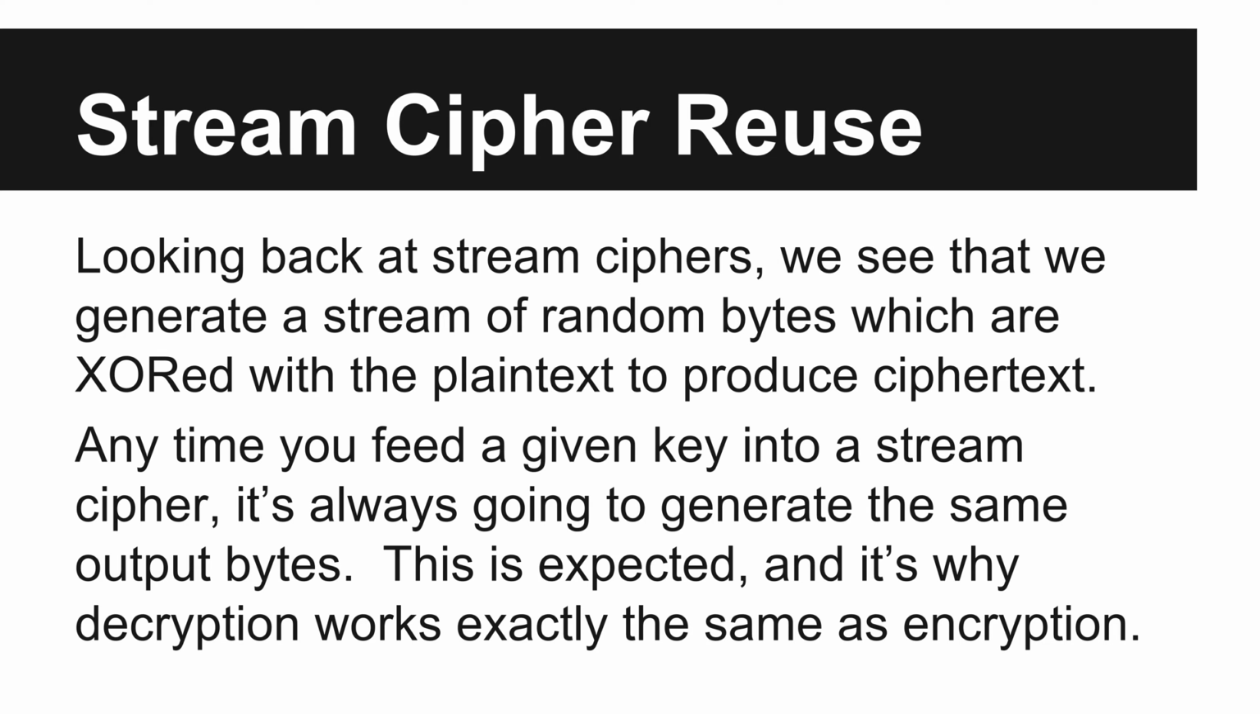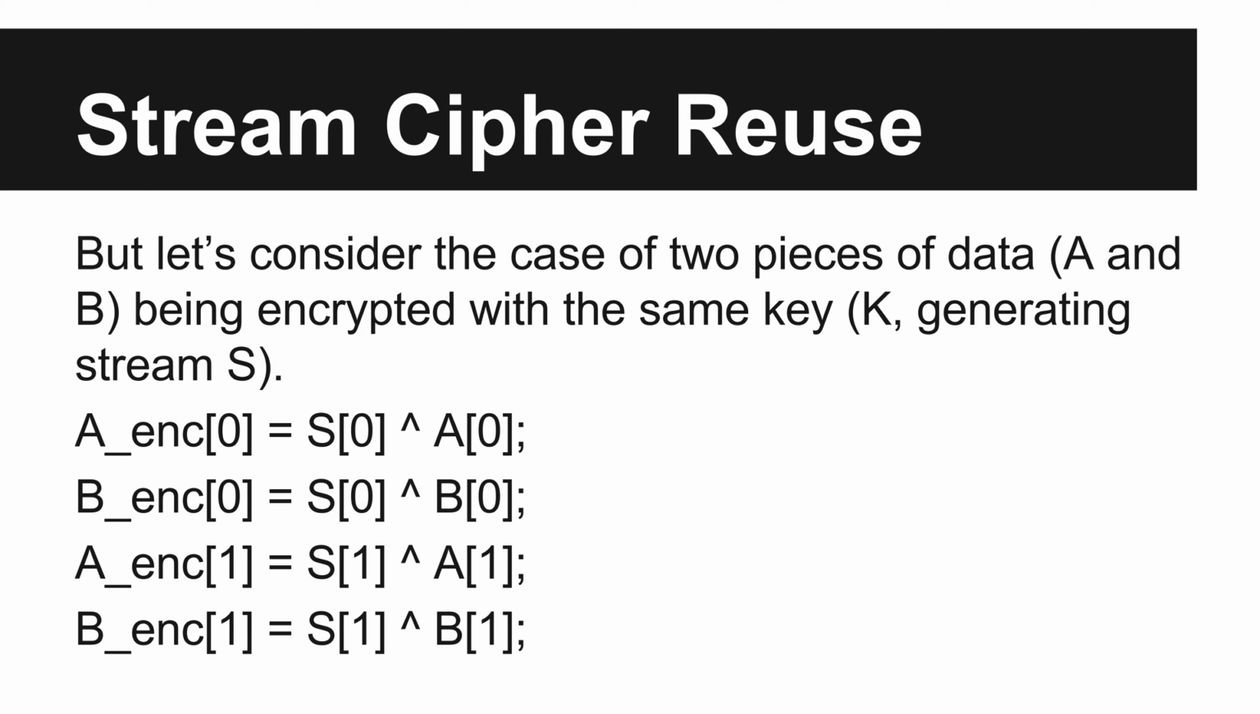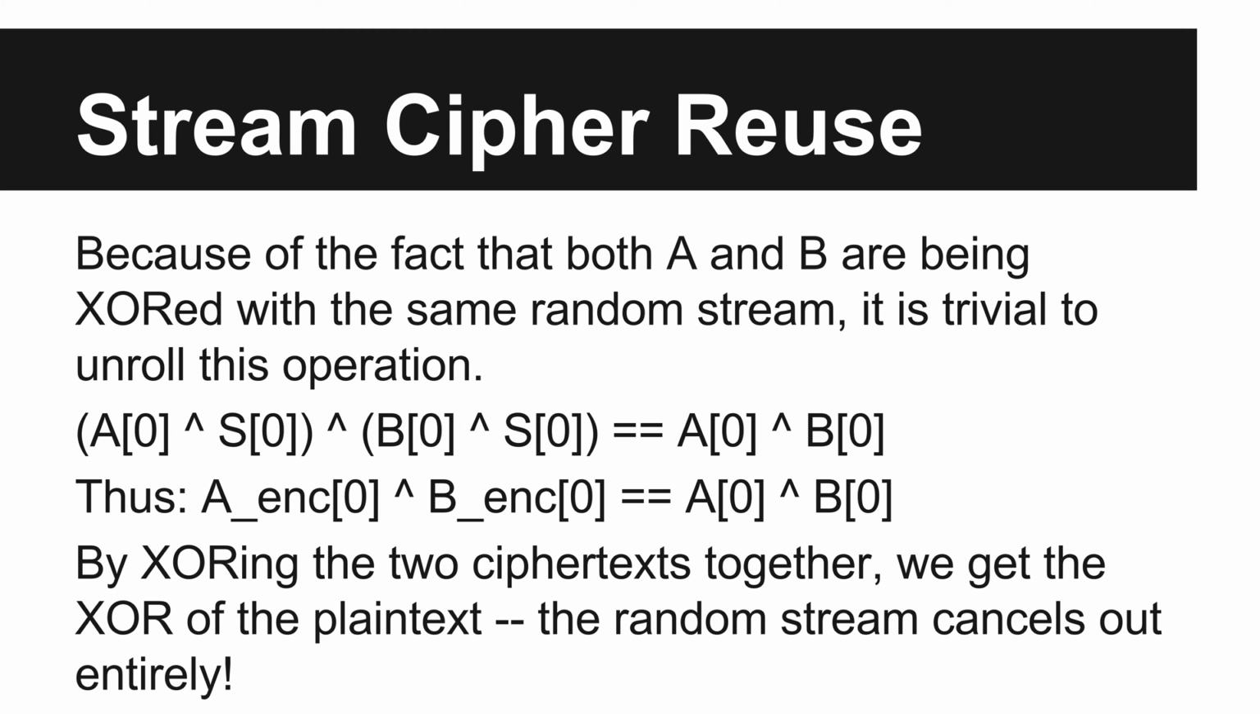If we look back at stream ciphers, we see that they generate a stream of pseudo-random bytes, which are XORed with the plaintext to encrypt data. Anytime you seed the PRNG with a given key, it generates the exact same sequence of bytes. This is why decryption is possible. But consider what happens when you encrypt 2 pieces of data with the same key stream. Each byte of the 2 plaintext sequences gets XORed with the same byte from the key stream. Because of this fact, XORing the 2 ciphertexts with each other cancels out the key stream entirely. You end up with the XOR of the 2 plaintext blobs instead.